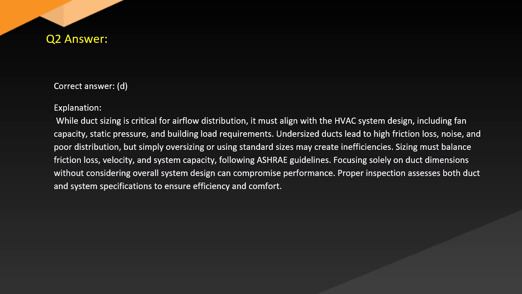Answer. Correct answer: D. Explanation. While duct sizing is critical for airflow distribution, it must align with the HVAC system design, including fan capacity, static pressure, and building load requirements. Undersized ducts lead to high friction loss, noise, and poor distribution, but simply oversizing or using standard sizes may create inefficiencies. Sizing must balance friction loss, velocity, and system capacity following ASHRAE guidelines.